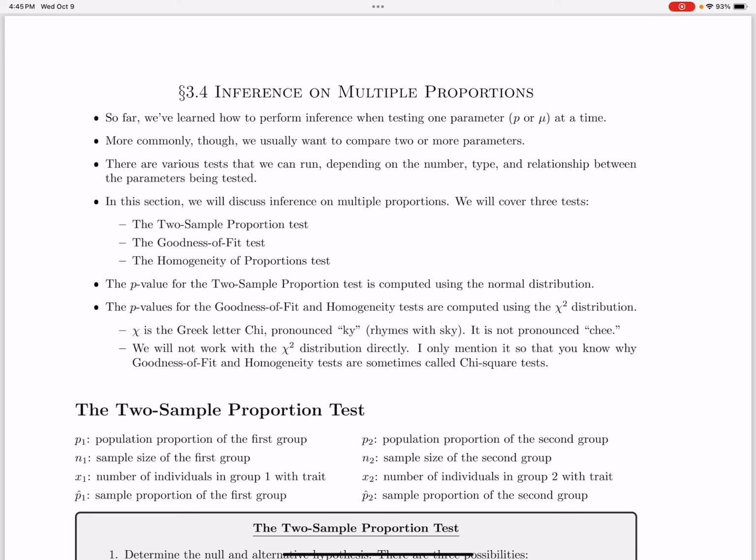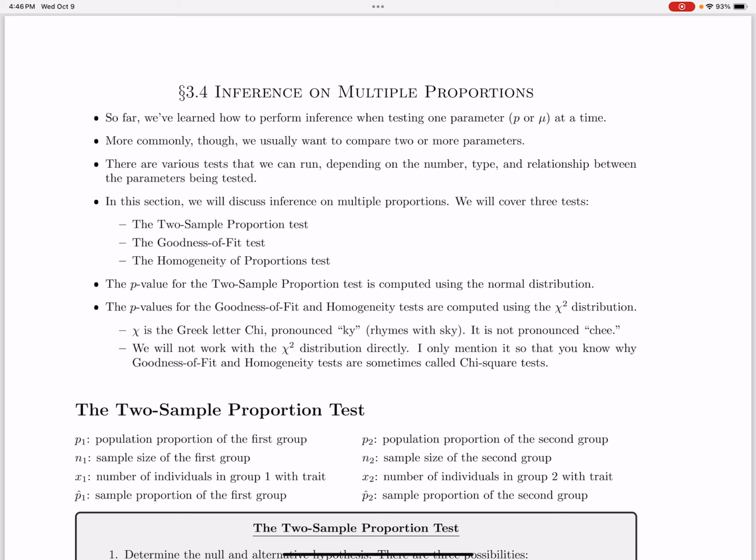All right, welcome back to another lecture. In this lecture, we're going to talk about how to perform inference on multiple proportions. In the past, we've talked about how to perform inference on a single proportion or on a single mean through one sample hypothesis testing and by constructing confidence intervals.